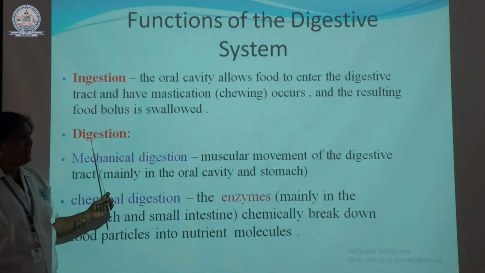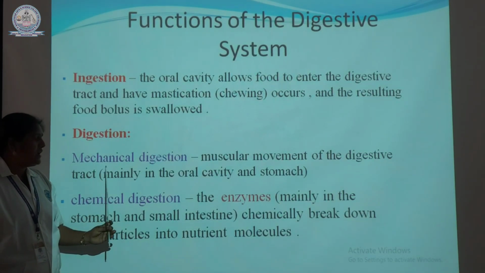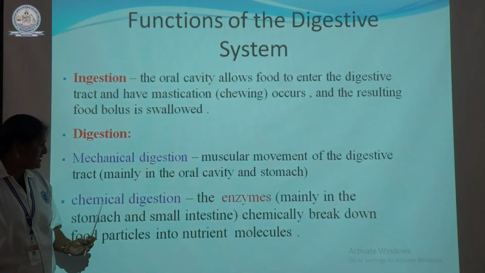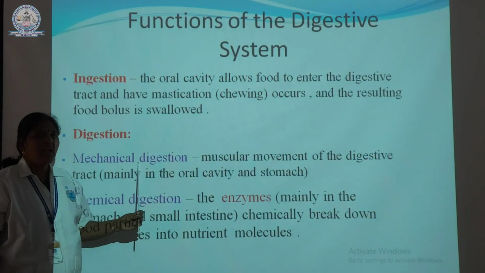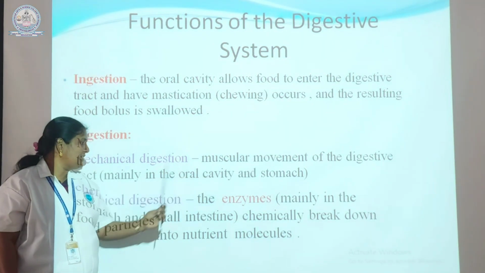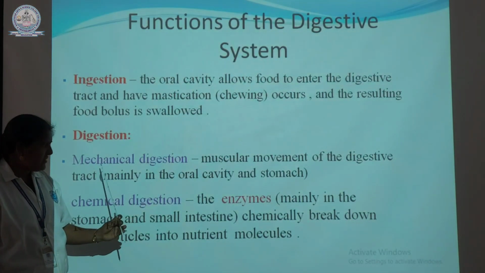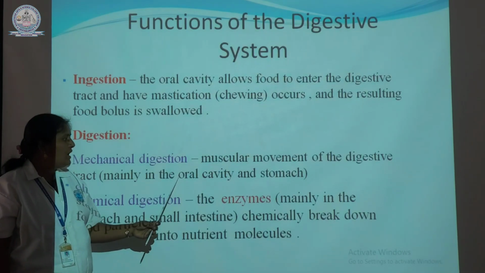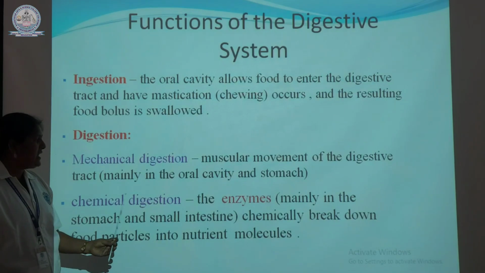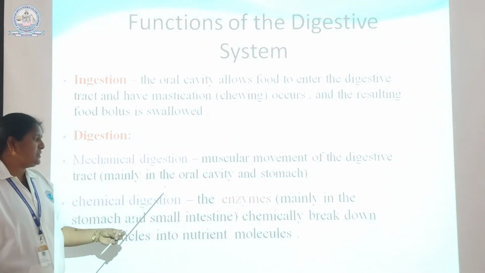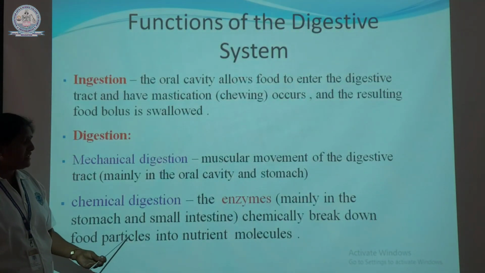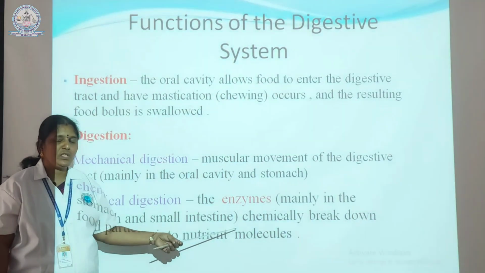Next one is digestion. Digestion exhibits 2 ways. First one is mechanical digestion and second one is chemical digestion. Mechanical digestion is nothing but muscular movement of the digestive tract, especially in the oral cavity and stomach. The second one is chemical digestion. Chemical digestion means the enzymes chemically break down food particles into nutrient molecules.